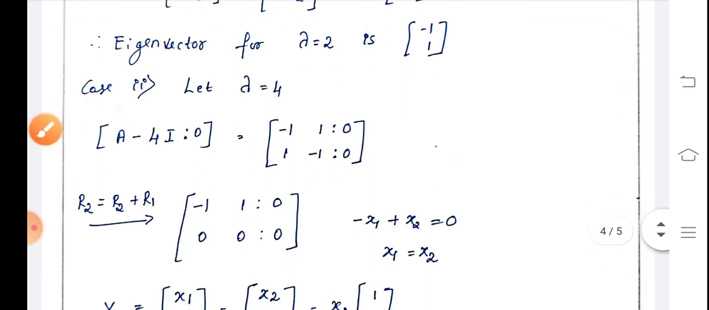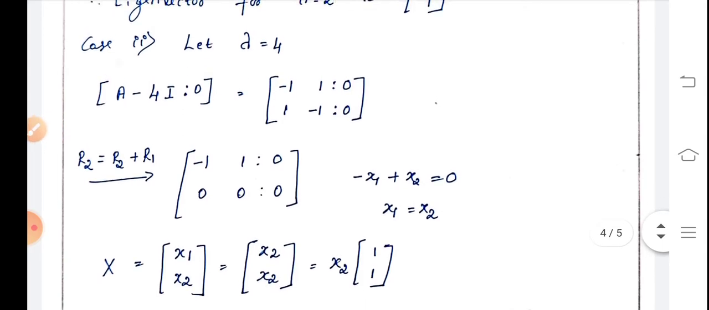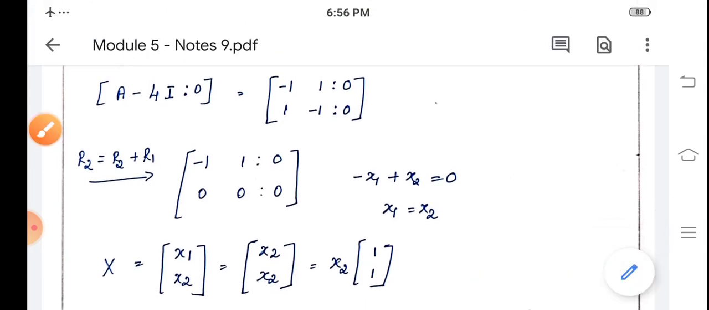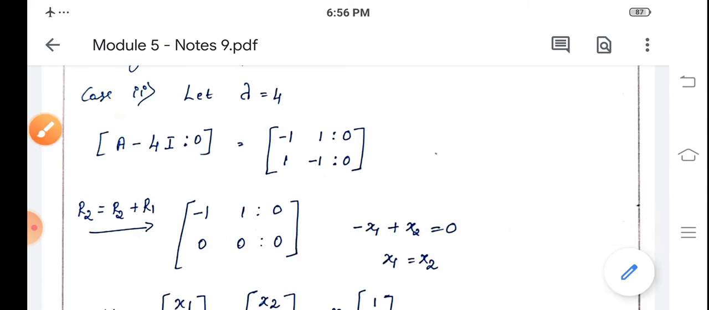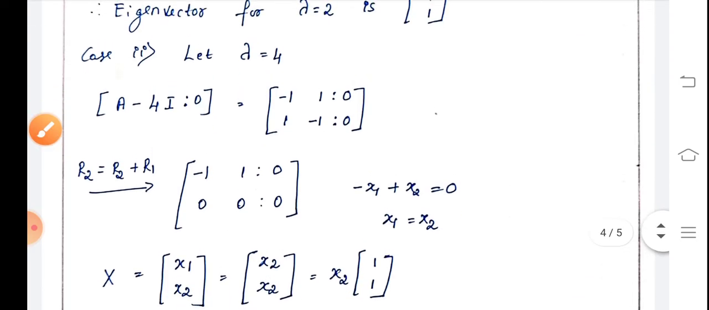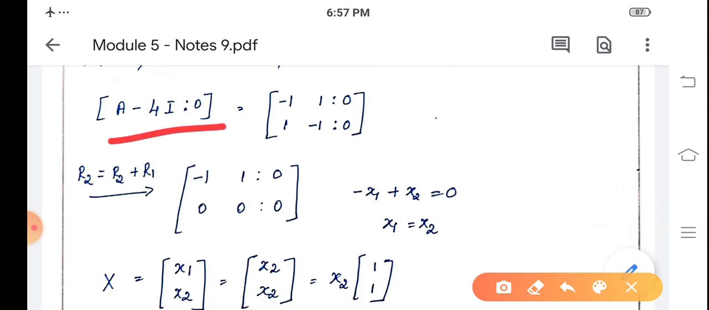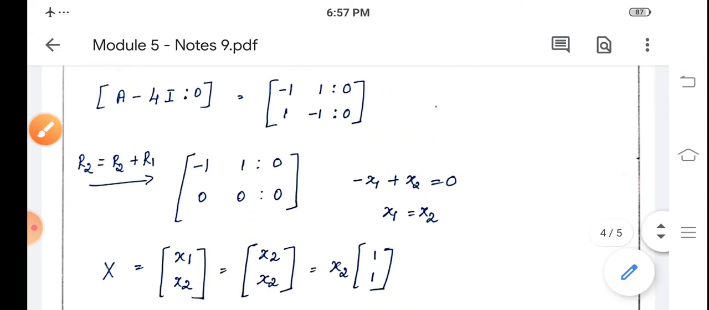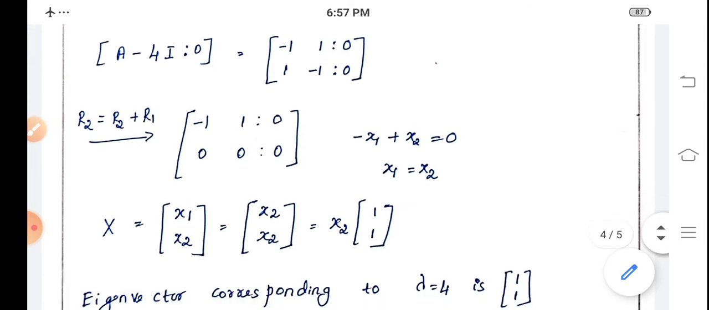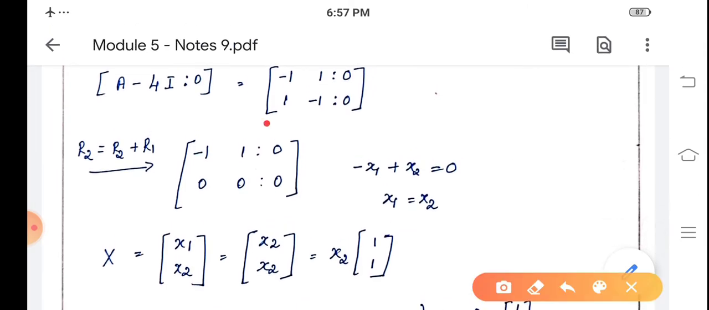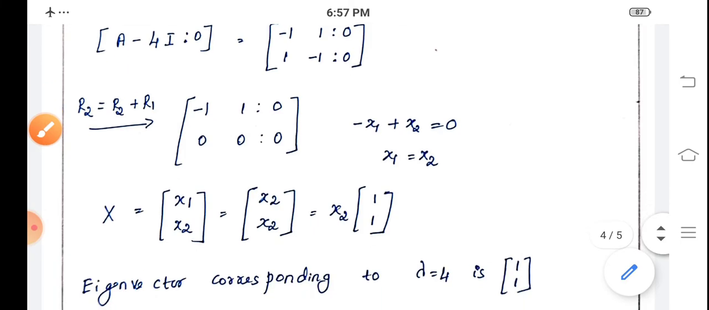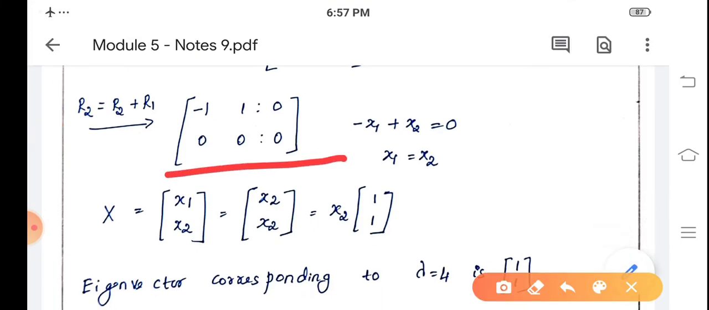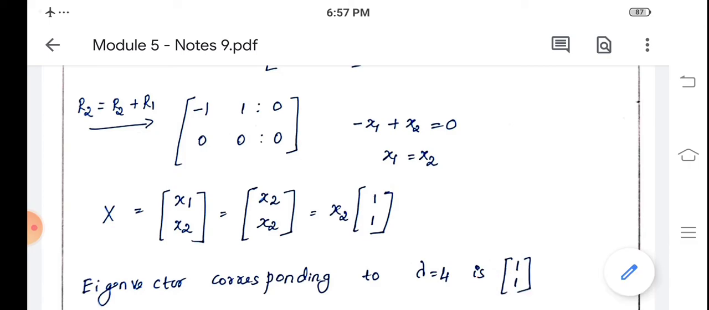Now let us consider the second case, that is lambda equal to 4. Suppose lambda equal to 4, we write the augmented matrix, that is [A minus 4I | 0]. That will be minus 1 1 0, 1 minus 1 0. Here also, using row operation, we reduce this augmented matrix to echelon form. The required row operation is R2 equal to R2 plus R1. So now the augmented matrix is minus 1 1 0, 0 0 0.